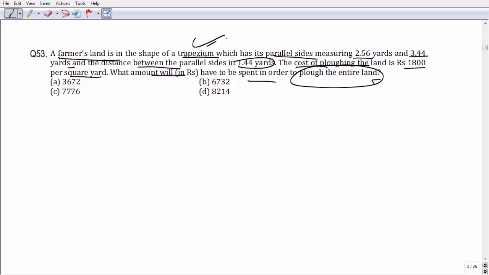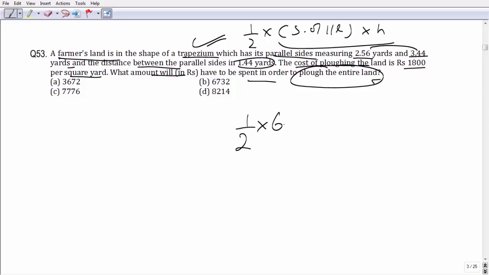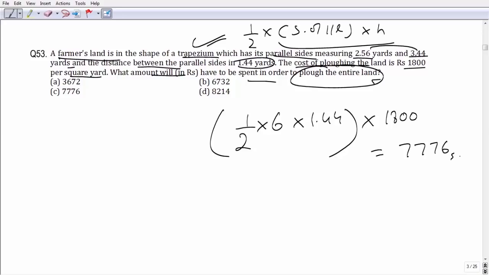Now first of all, talking about the area of the trapezium, we know that it is always half of the sum of the parallel sides into the distance between them, and keeping this formula in mind, we can say that it would be half of the sum of these values, that turns out to be 6 into 1.44, and this area multiplied with the cost per square yard will give me my total amount as 7,776 rupees, leaving behind option number C as your answer.